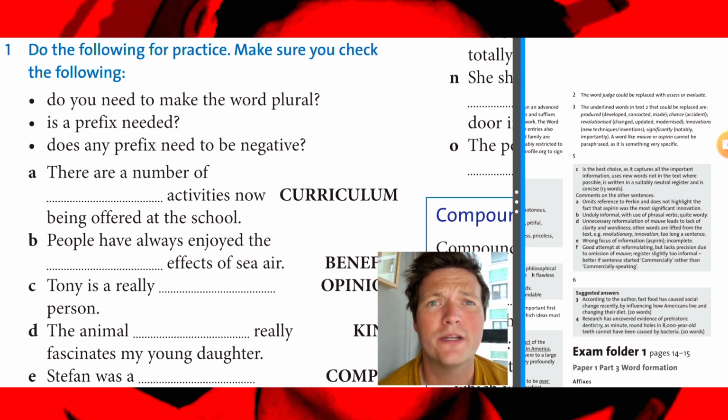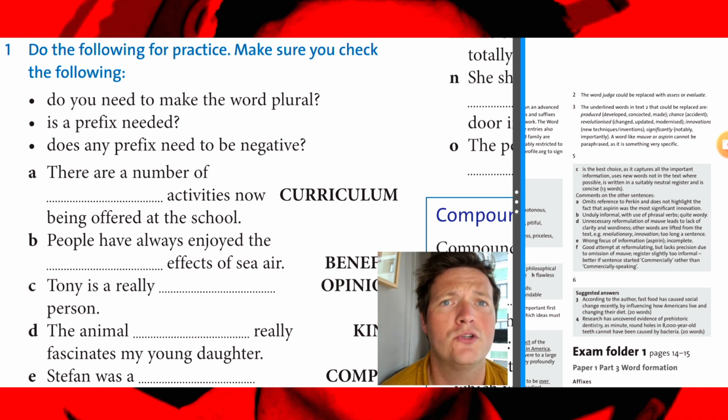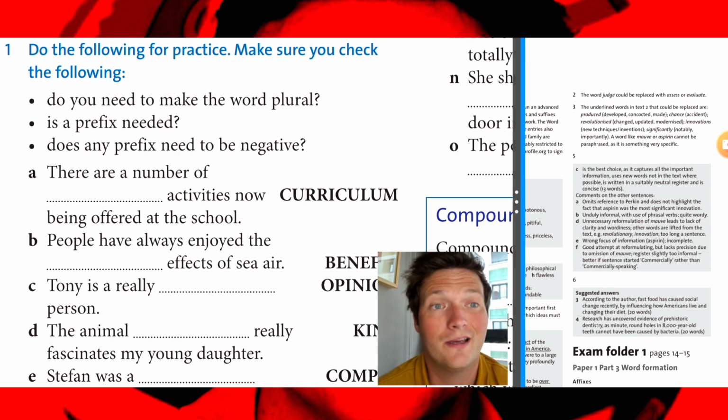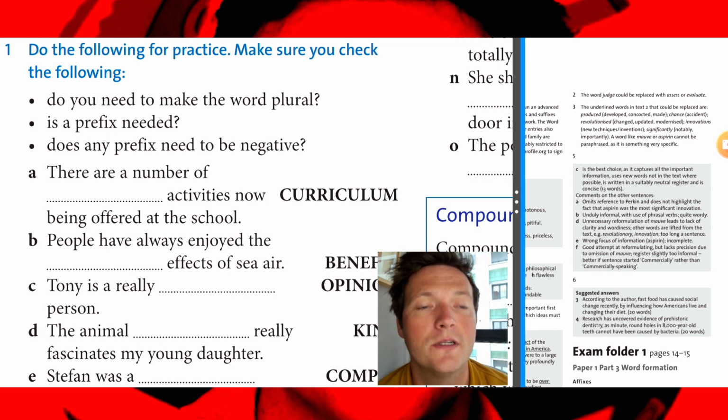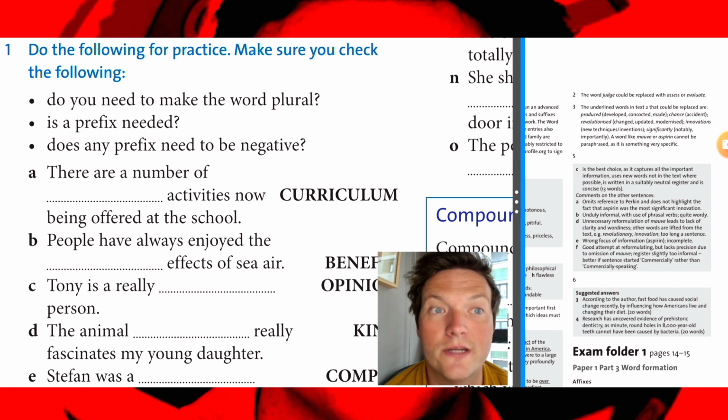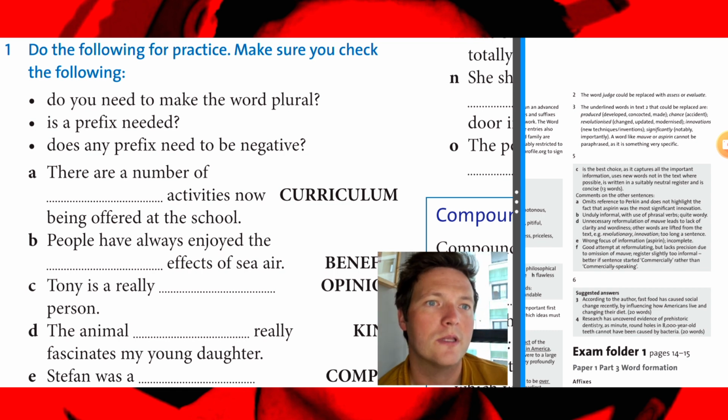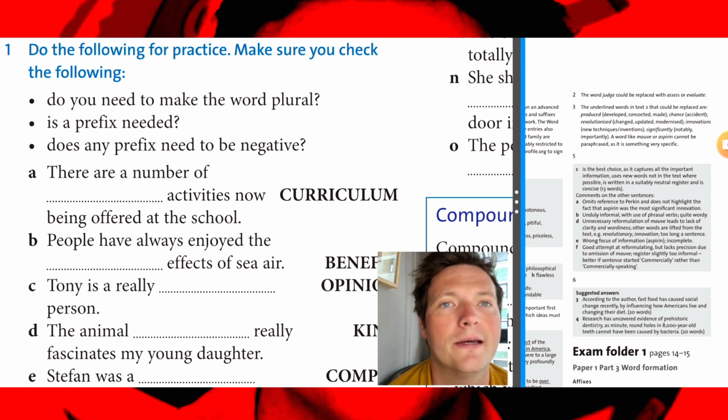So in this first one, it just says, do the following for practice. Make sure you check the following. Do you need to make the word plural? Big mistake. Even at C2 level, people will sometimes get it wrong just because they didn't put an S on it. And that is an incorrect answer, I'm afraid. Is a prefix needed? Does any prefix need to be negative? Yeah, because people often think about changing the end of the word and then they don't think about whether they need to make it negative or something like that, whether a prefix is needed.